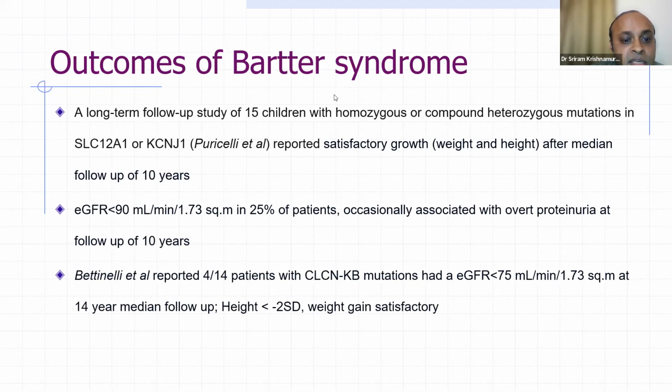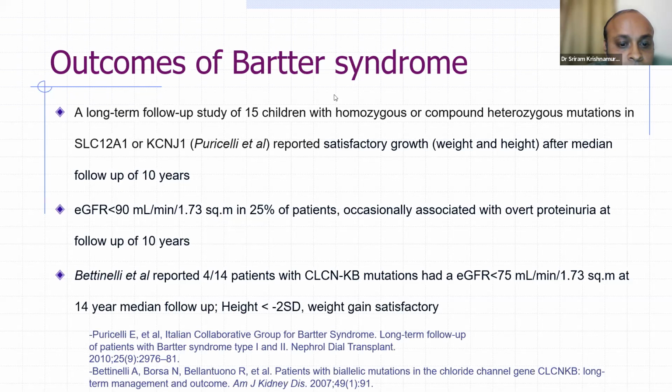Whereas another Italian registry in a cohort of 14 patients, they reported that 4 of them, these were type 3 Barter as opposed to the other Italian registry, which was type 1 and type 2. So here they reported that the EGFR was less than 75 at a 14-year median follow-up. So one has to follow up these children carefully. So this series showed that the height velocity remains low in type 3 Barter. The height never catches up fully. The weight gain was found to be satisfactory.